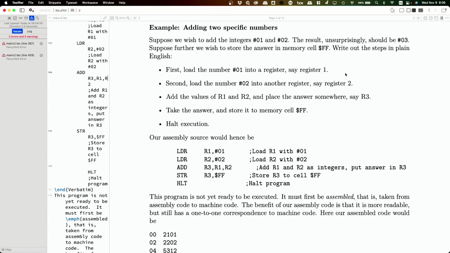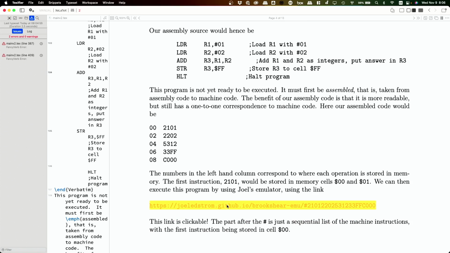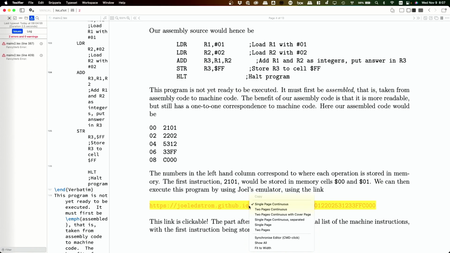Got that. And we looked at, so let's go to our simulator here. Let me copy the link. Where is Safari? Here it is, okay. With the machine code loaded in.